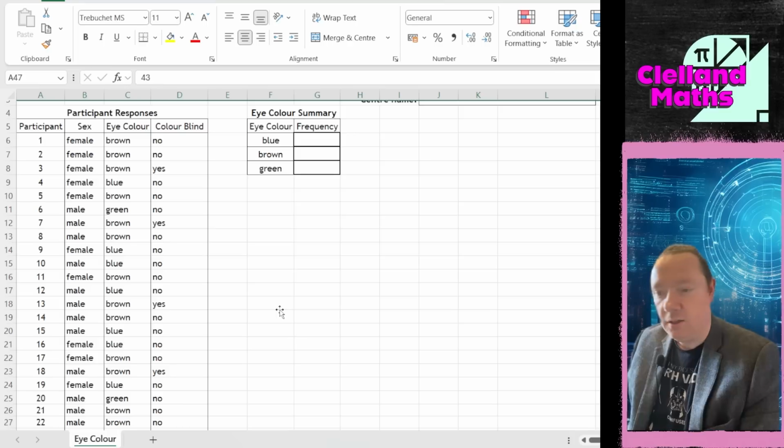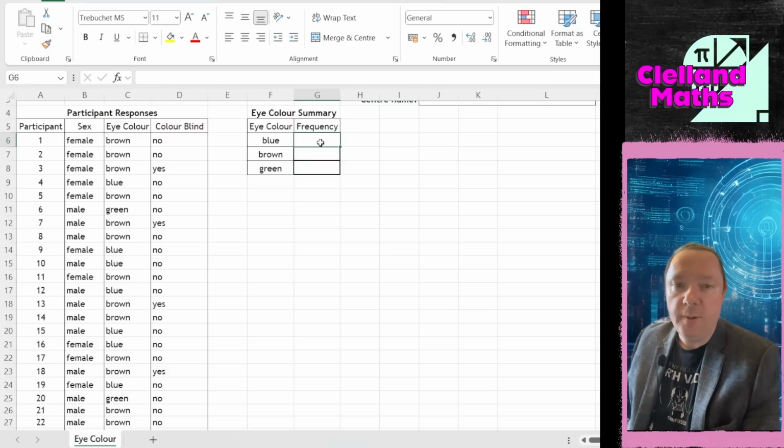Part B, complete the eye colour summary table. So frequency means how many. And we want to know how many people have blue eyes, brown eyes, and green eyes.